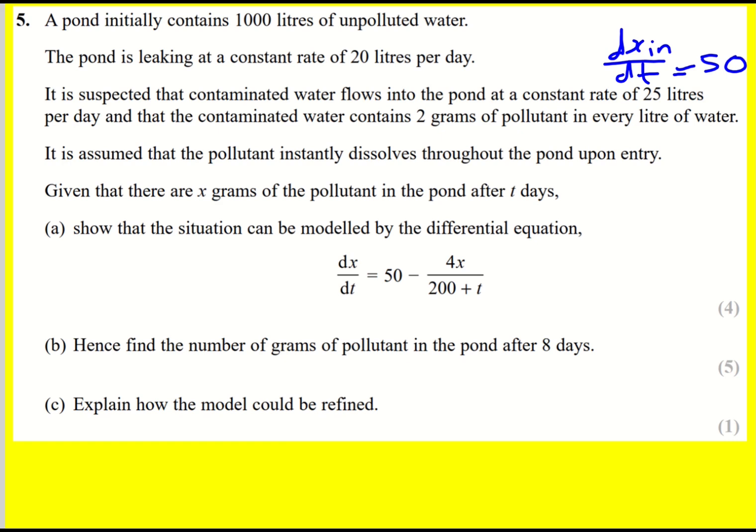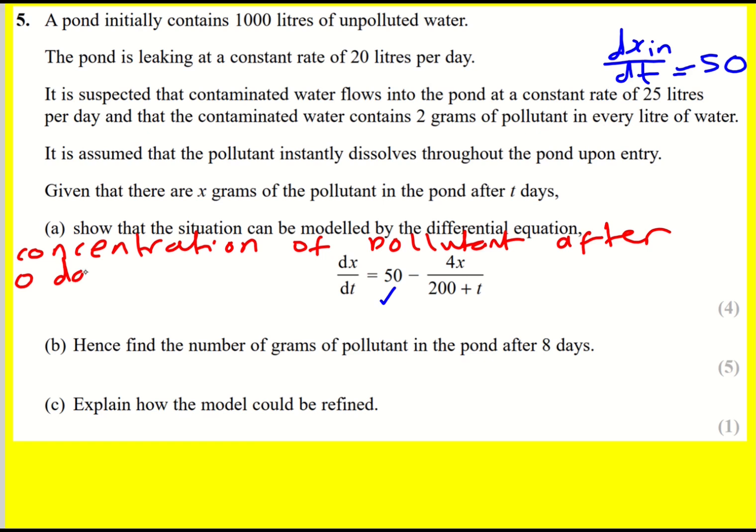And we're asked to show the situation can be modeled by this differential equation. So I've already dealt with the amount going in. It's all about the amount going out, and that is the trickiest bit by far. What I did was look at the concentration of pollutant after 0 days. Well, there's none at the very start because we're told it's unpolluted. So it's going to be 0 divided by 1,000 because there's 1,000 litres in total.